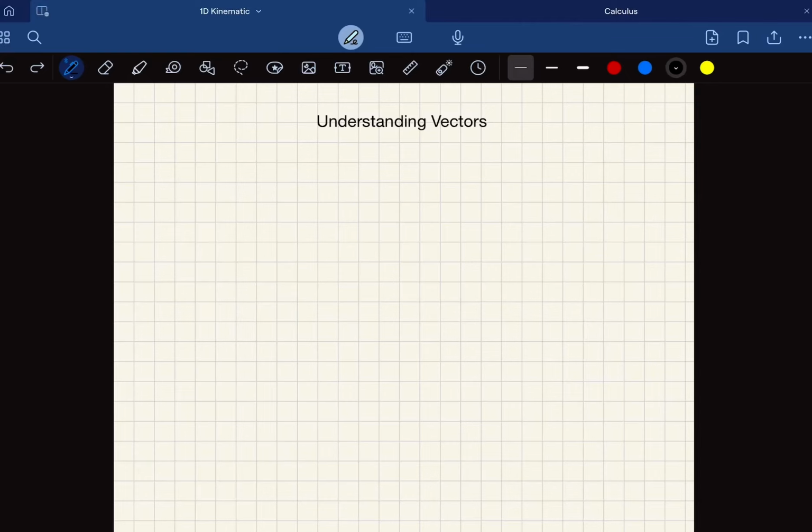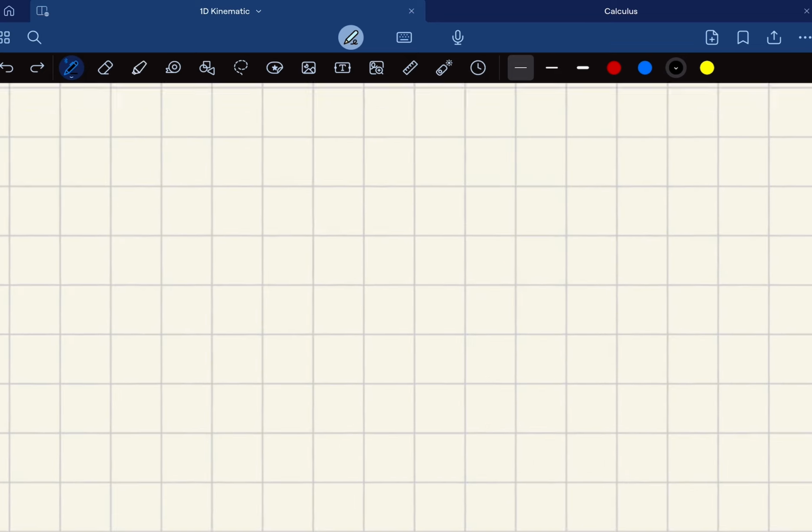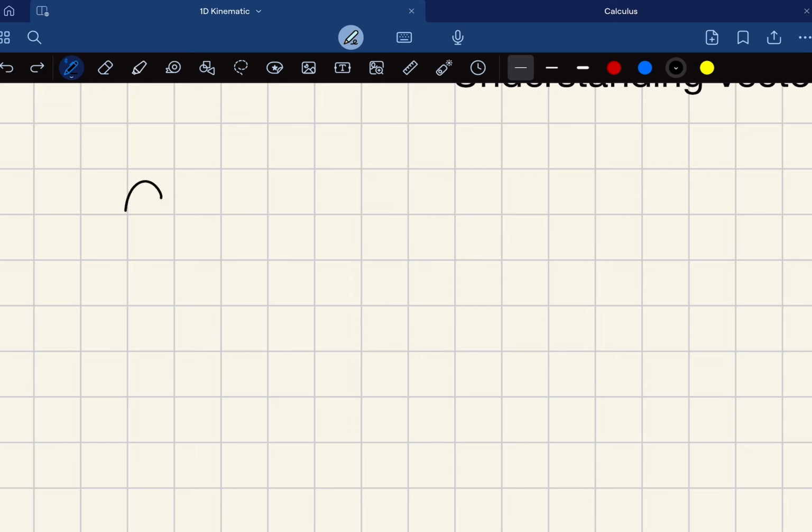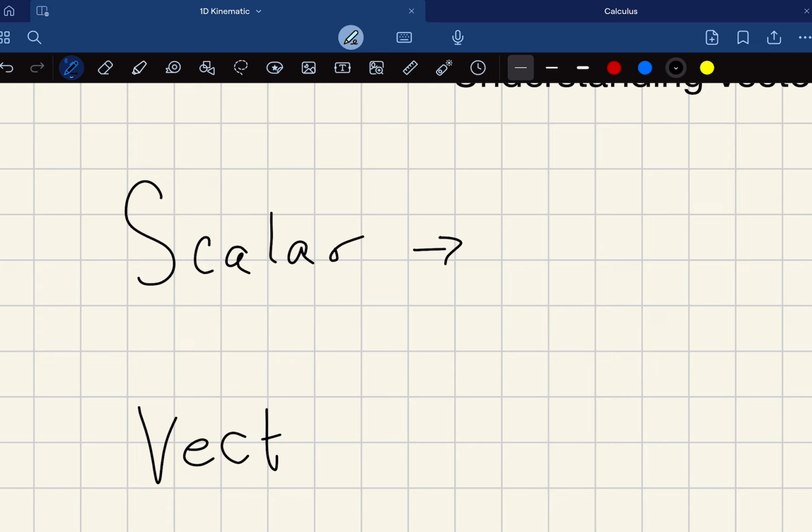Today we'll be teaching you vectors. So a vector by definition is a value that has both magnitude and direction. For example, let's list out some vectors and some scalars. Scalar quantities are quantities that only have magnitude, and vector quantities have magnitude and direction.